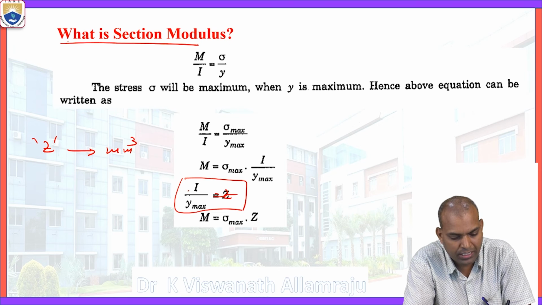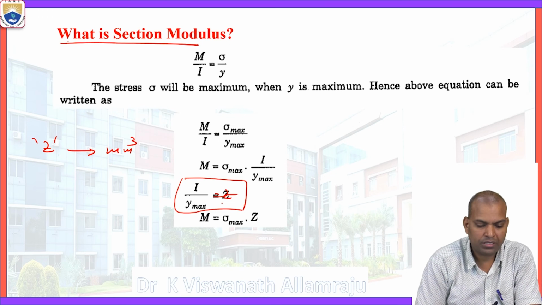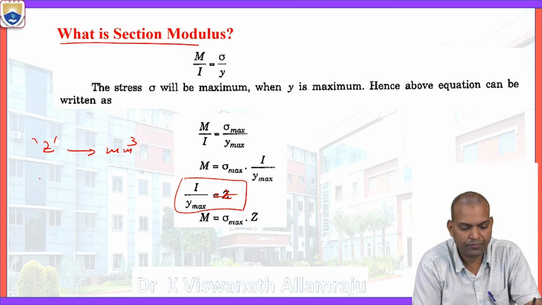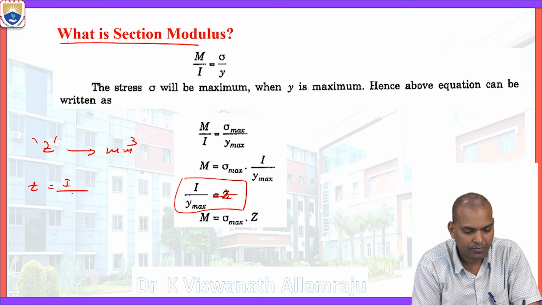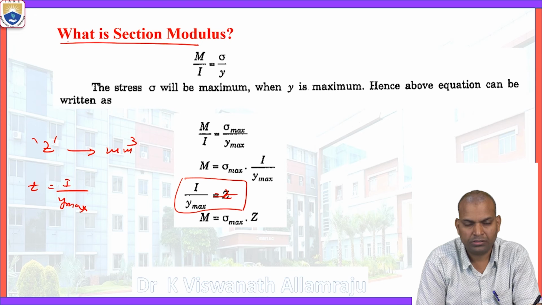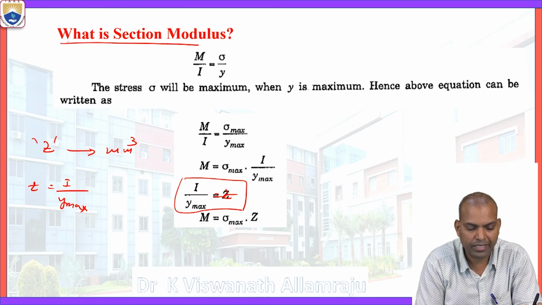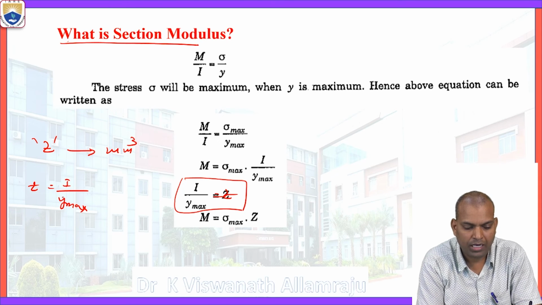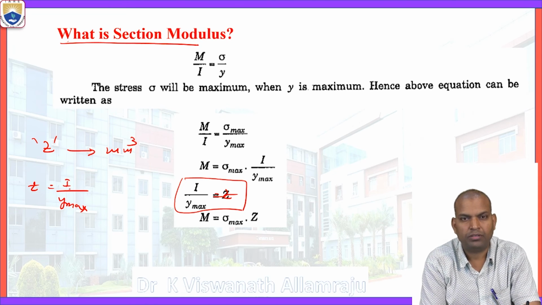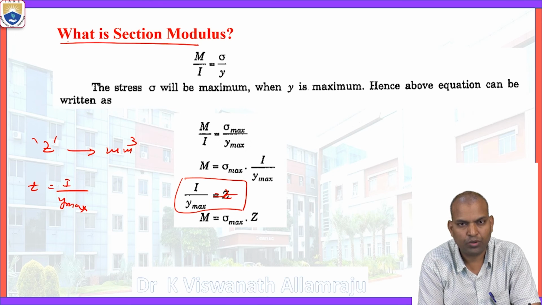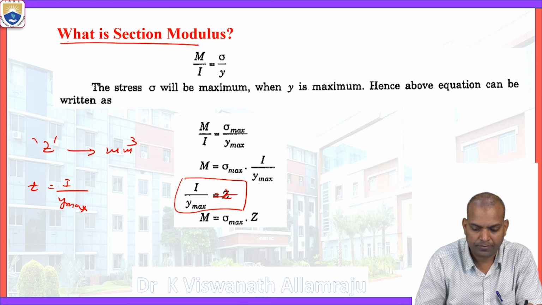So Z equal to I by y maximum is the core formula. This is the main formula. For a rectangular section, the section modulus will vary in relation to the square section. That means section modulus varies from geometry to geometry.